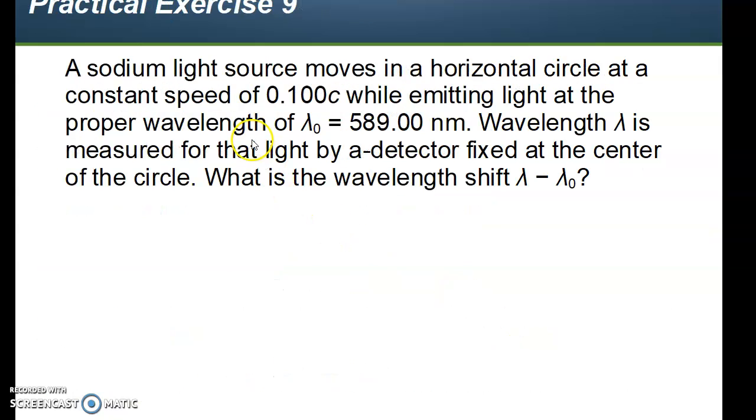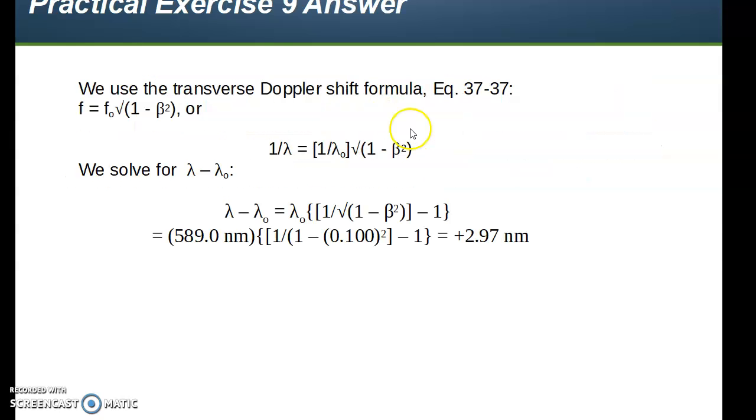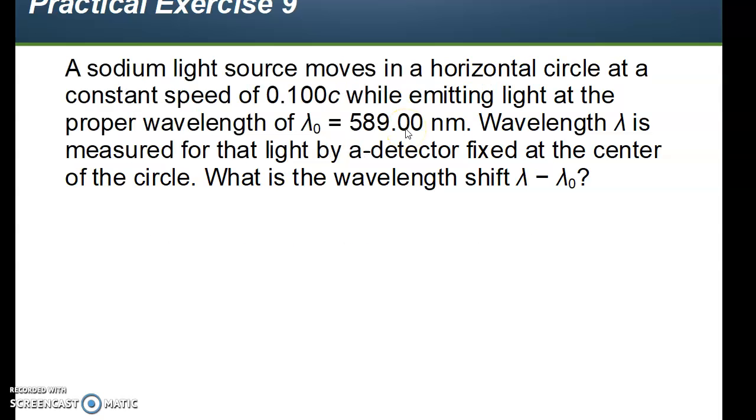So, a sodium light source moves in a horizontal circle at a constant speed of 0.1 times the speed of light, while emitting light at a proper wavelength, lambda 0, equals 589 nanometers. The wavelength is measured for the light by a detector fixed at the center of the circle. What is the wavelength shift? And we'll answer that in the next video.